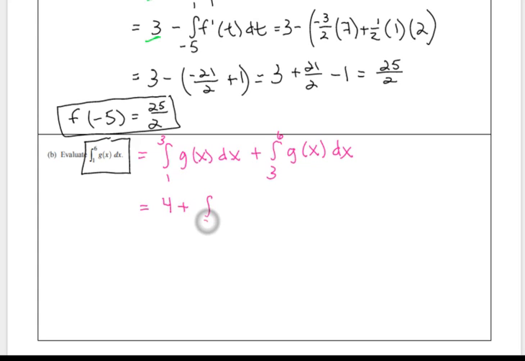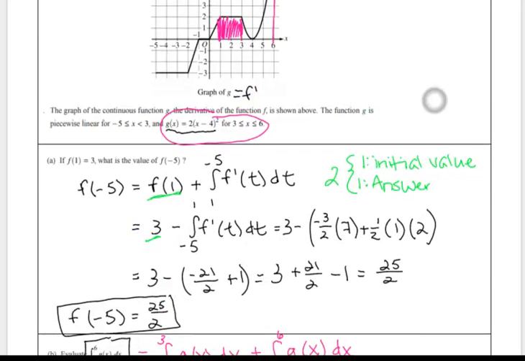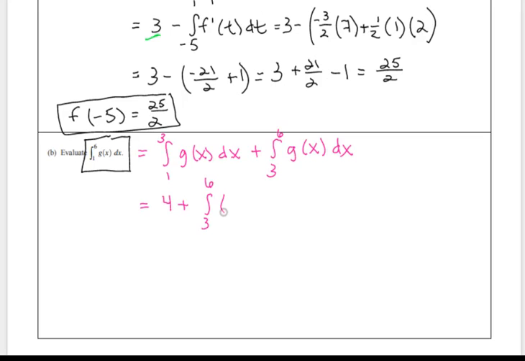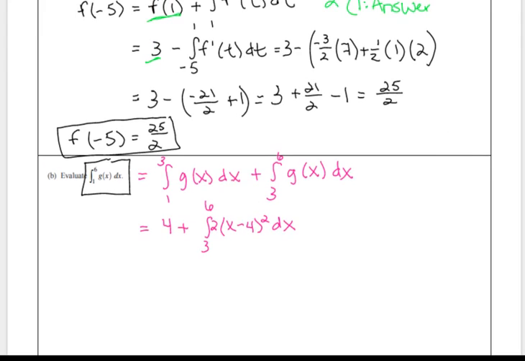Plus, now we're going to do the integral from 3 to 6, and we're going to put in the function that they gave us, which was 2 times (x minus 4) squared dx. Because now we can't use area to find it since it's this quadratic. We're going to have to actually take an antiderivative. So let's see, this is going to be 4 plus, and now we're going to do an antiderivative.